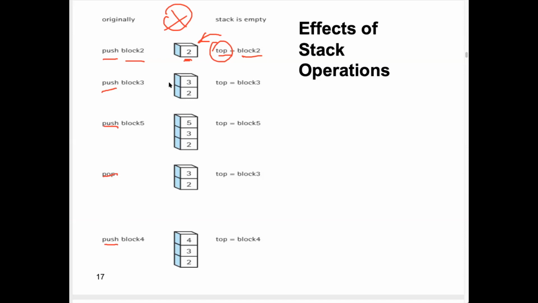So we keep pushing stuff into it. The new element that gets pushed sits on top, so the top also gets updated every single time. When you pop something, you pop the top. So the top is gone. This also means that your top has to be updated as well. So when you push 4 back in, the top is updated to 4 because 4 is now on top. So this is last in, first out. That's the effect of a stack operation. I think it's very simple to illustrate.